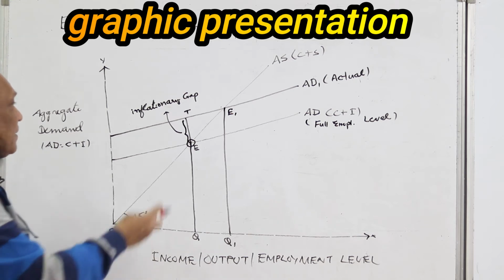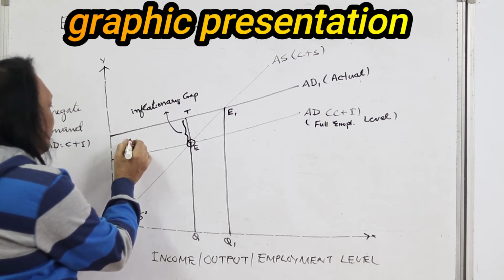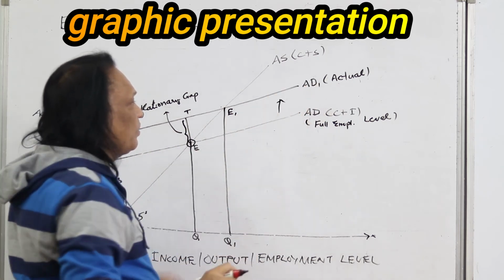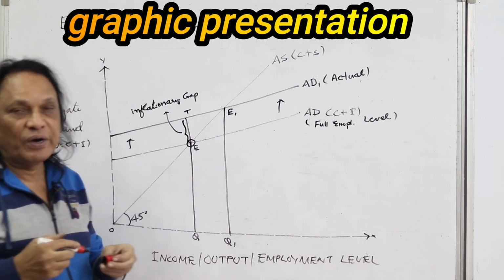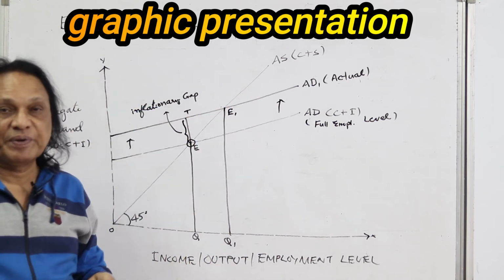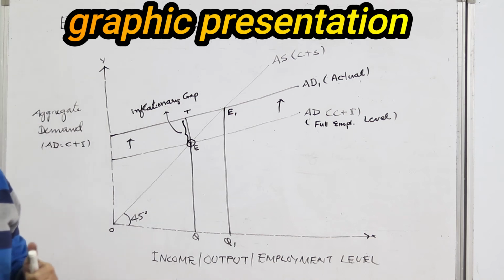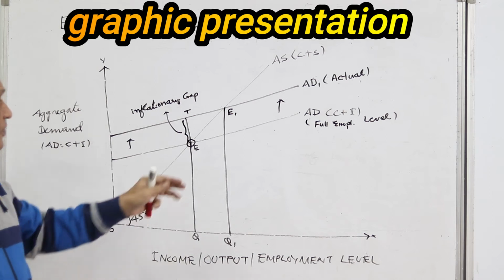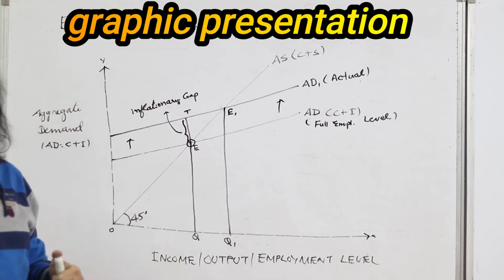And all of a sudden the AD has gone up from AD to AD1. You can see it here. AD has gone up from AD to AD1. This is the actual aggregate demand now. This may be because of an increase in government expenditure, or maybe more investments are coming from abroad. So all of a sudden AD has gone up.